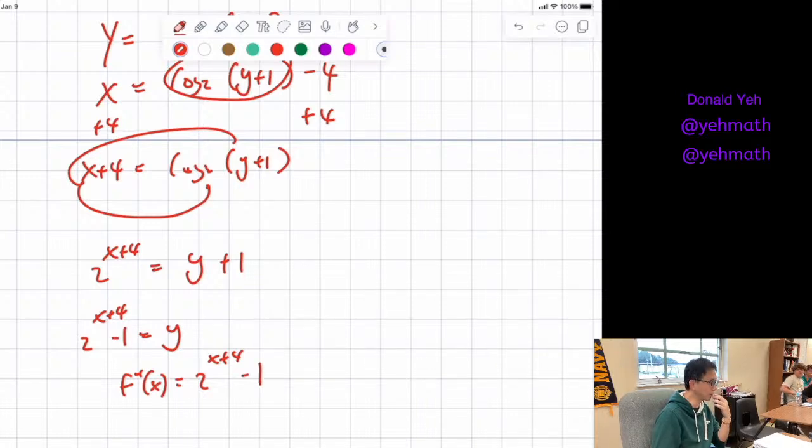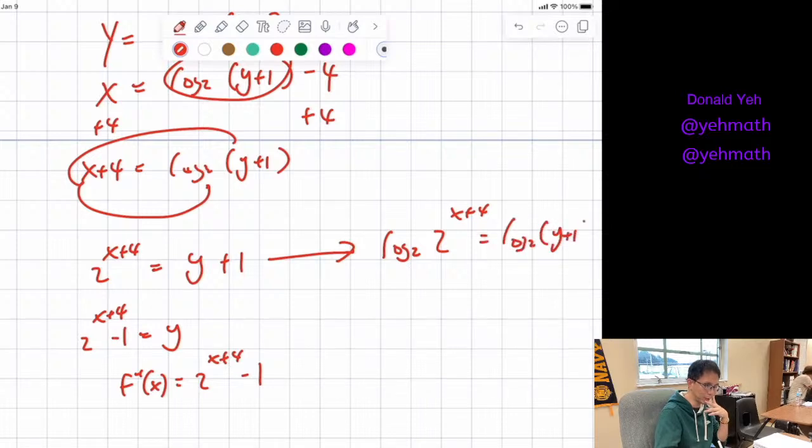There's a second way to do it. I'm going to show you, using the log property. And here you can do log base 2 of 2 to the x plus 4 is equal to log base 2 of y plus 1.